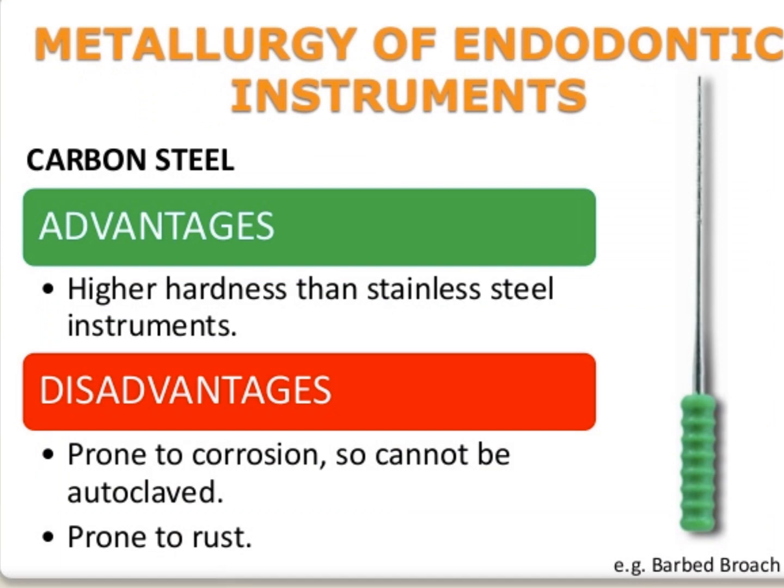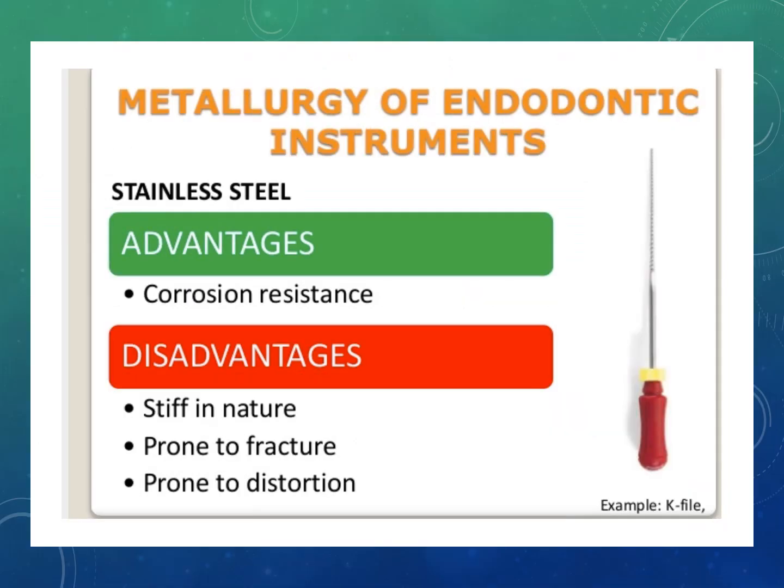Next, the advantages of carbon steel. Okay, higher hardness than the stainless steel instrument. So what will happen if there is a higher hardness? The flexibility is lost. Okay, so the disadvantage is the flexibility. There won't be any flexibility because it is rigid and it's prone to corrosion. Okay, so it cannot be autoclaved and is prone to rust. So next is the stainless steel. Stainless steel is corrosion resistant, as we already talked about, and the disadvantage is that it is stiff in nature when compared to nickel titanium alloys, and prone to fracture and prone to distortion.